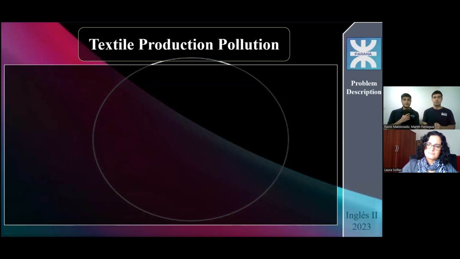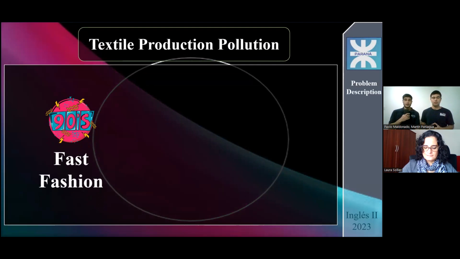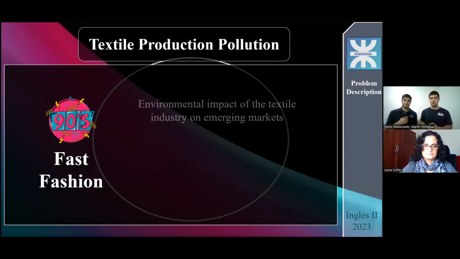In the 90s, a new production model was introduced in the textile industry, called fast fashion, which makes new collections within a matter of weeks, reducing production times, but also increasing its environmental impact, whose consequence was an increase in the pollution produced.